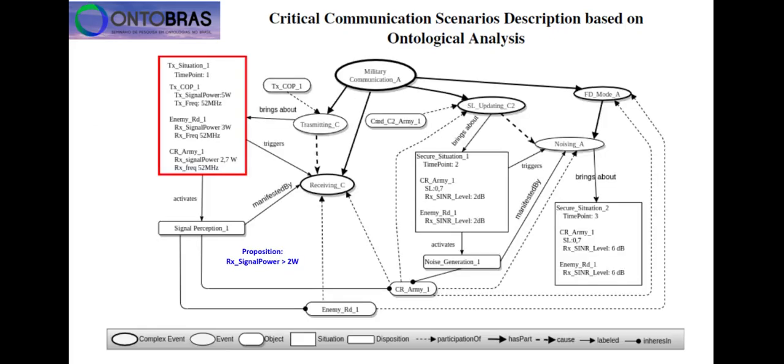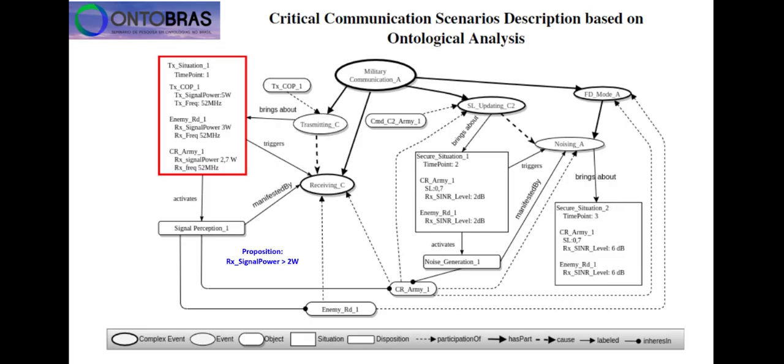In this diagram, there is a complex event called military communication wave, which is composed by five sub-events. Each of these events can change the characteristics of the participating objects, causing new situations in different time segments. In addition, each disposition is activated by a situation response to changes in some inherent quality of a participating object, satisfying a certain proposition.